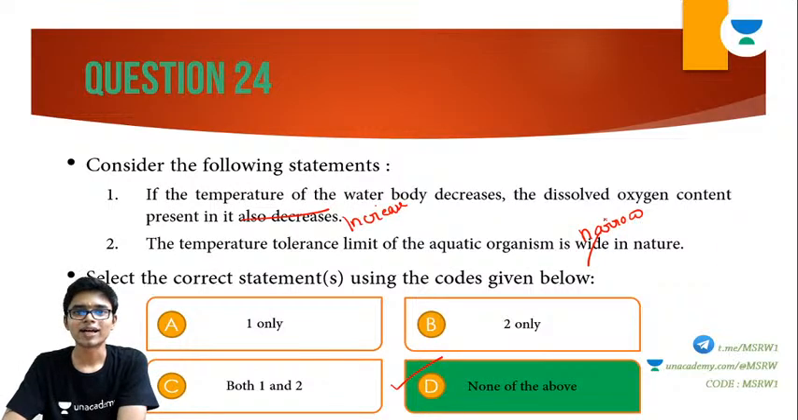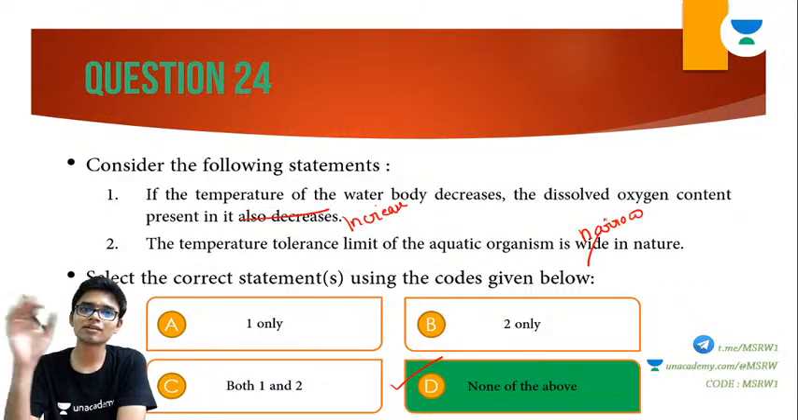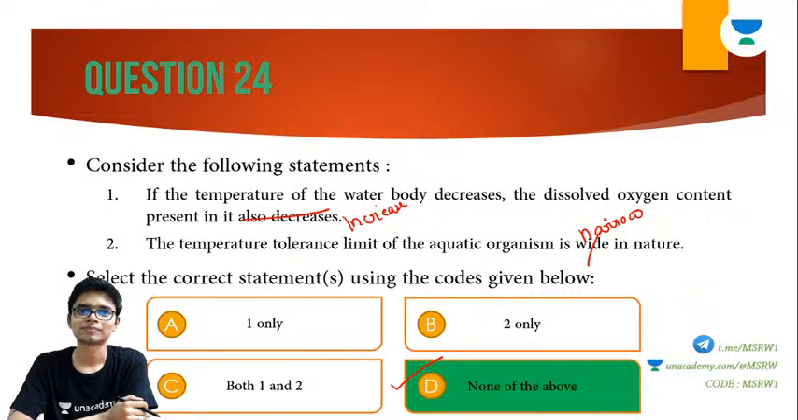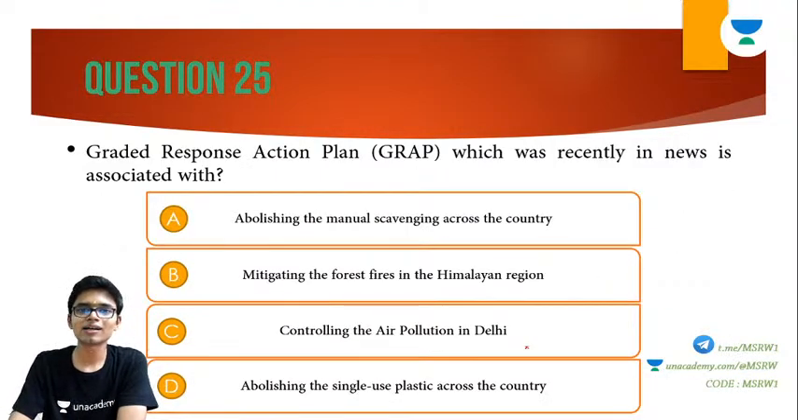Clear? That is why certain kinds of fishes cannot be seen deep underneath the ocean. It is because the water is very cold. Similarly, those organisms that live in cold water cannot be seen in the upper areas of the oceans. Same reason. Clear? So the answer is option D, none of the above.